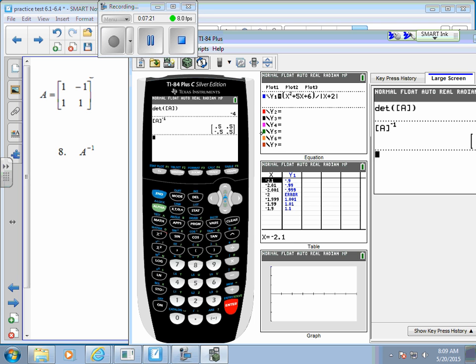Now, what would we write for an answer? Typically, we go with fractions, but I'm not going to be very picky. So 0.5 is a half, 0.5 is a half, negative 1/2, and 1/2. So there's your inverse. All we have to do is type it into our calculator and use this inverse key to get it. All right.